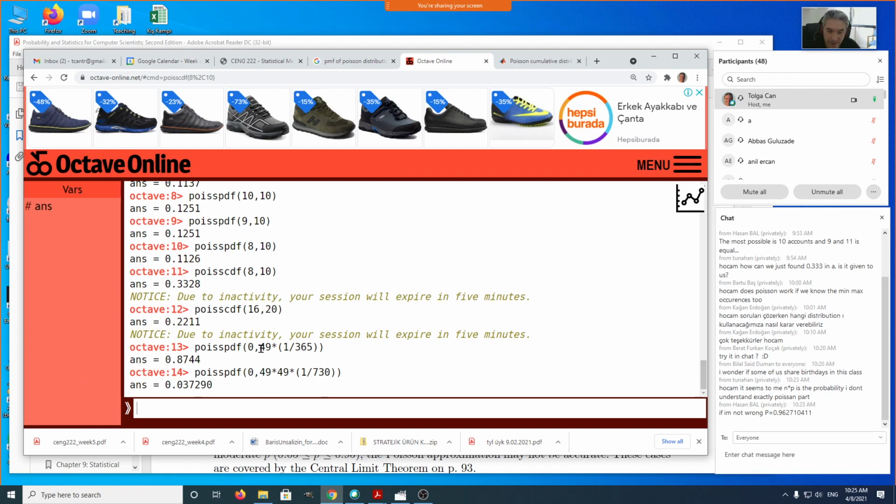So n times p is the lambda. Here the Poisson part is n is the number of trials, p is the success probability. The average number of successes in those trials is what we use as our lambda. That's why we are using n times p.